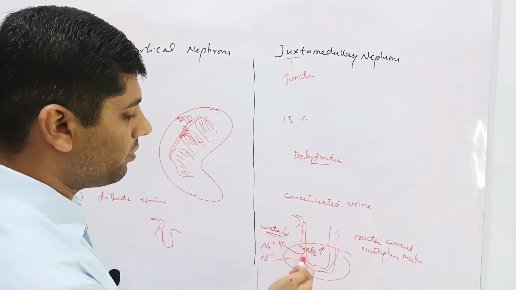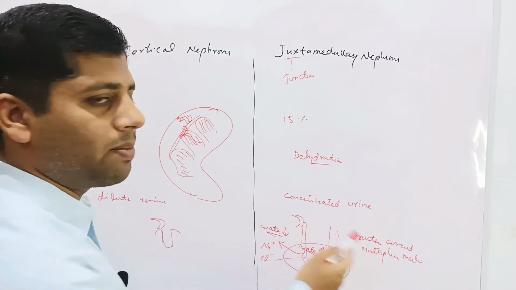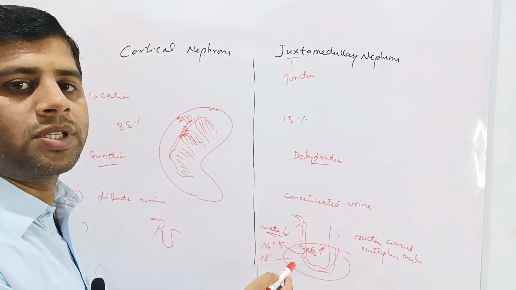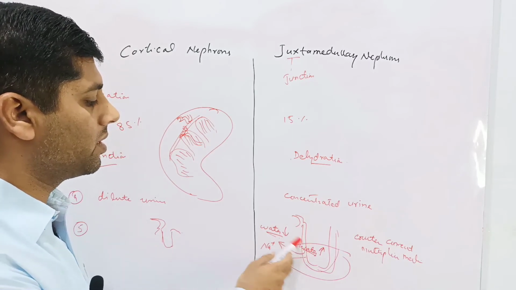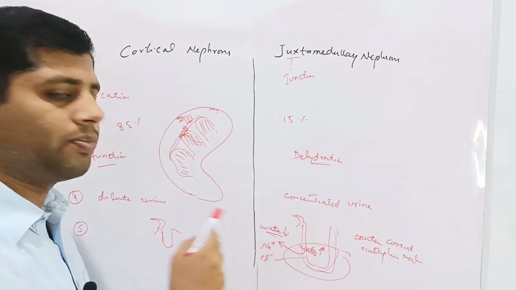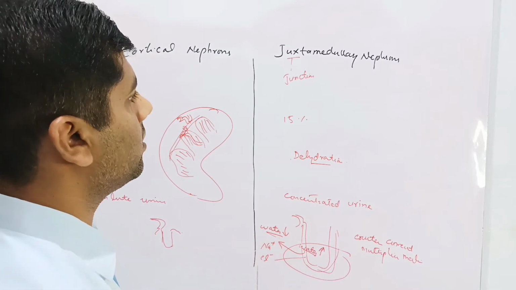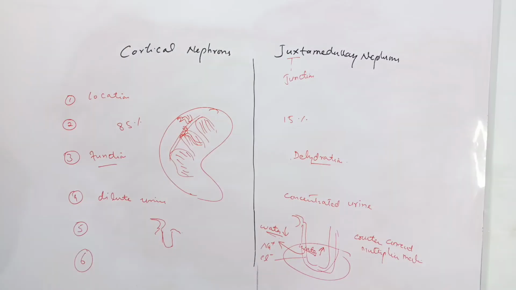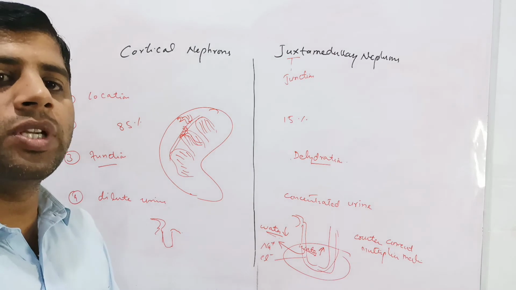So due to the long loop of Henle, the counter current multiplier mechanism is activated and it absorbs more and more water by the process of osmosis due to the concentration gradient created by the loss of salts. So this is the basic theme of juxtamedullary nephron functioning. Sixth difference is the peritubular capillaries.